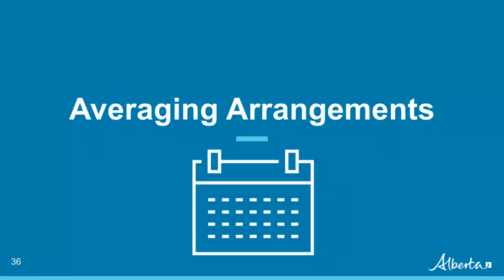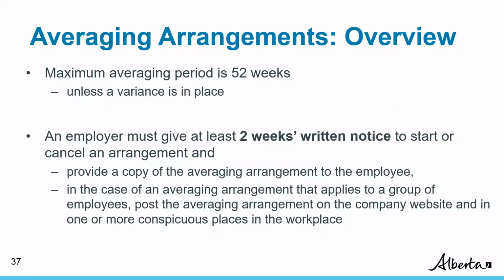Averaging arrangements. Averaging arrangements allow employers to average an employee's hours of work over a period of 1 to 52 weeks for the purpose of determining the employee's entitlement to overtime pay or time off with pay. An employer must give at least 2 weeks written notice of a requirement to work an averaging arrangement to each employee it applies to, unless the employer and employee agree to a different notice period.